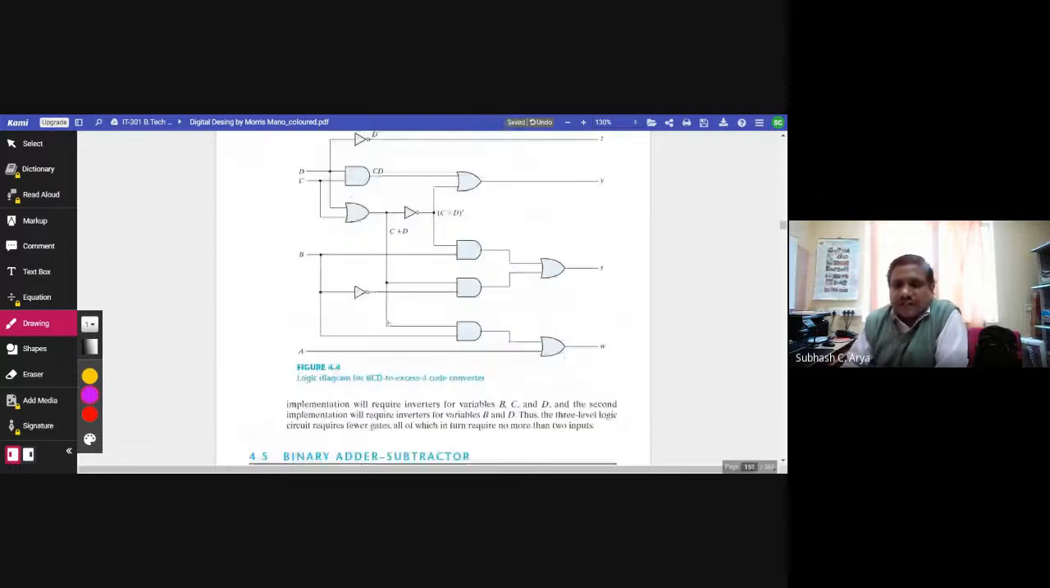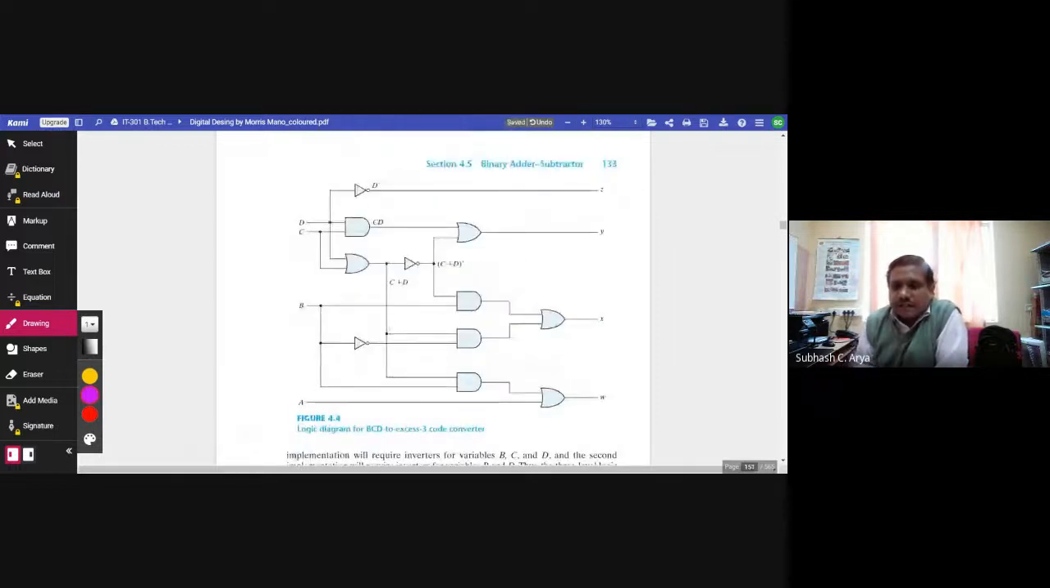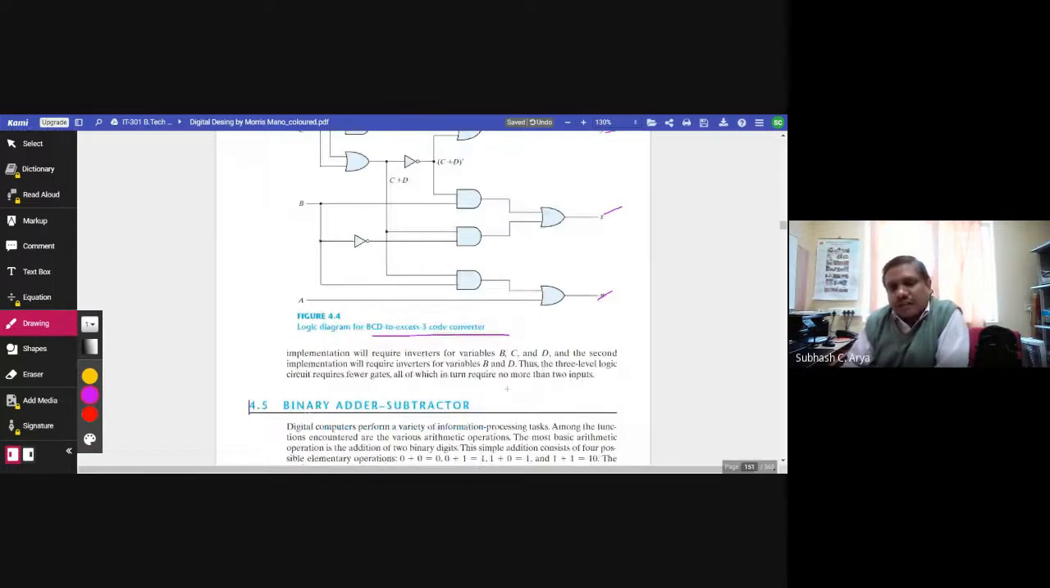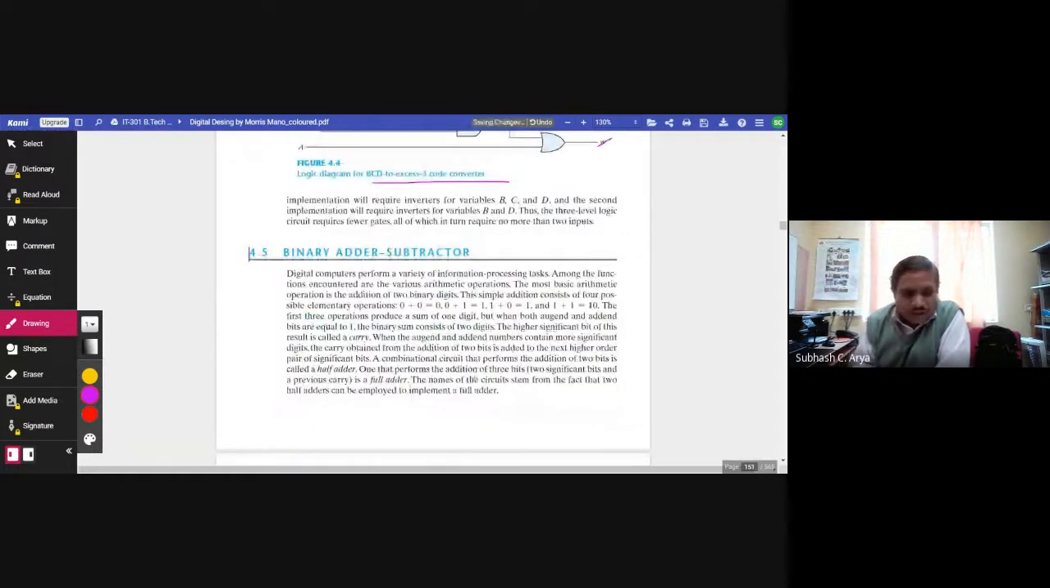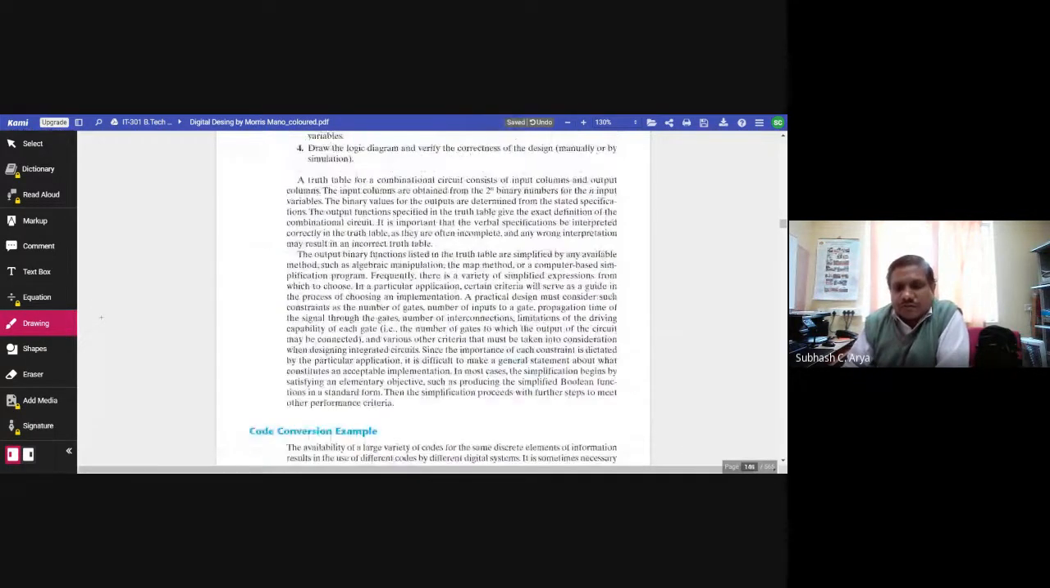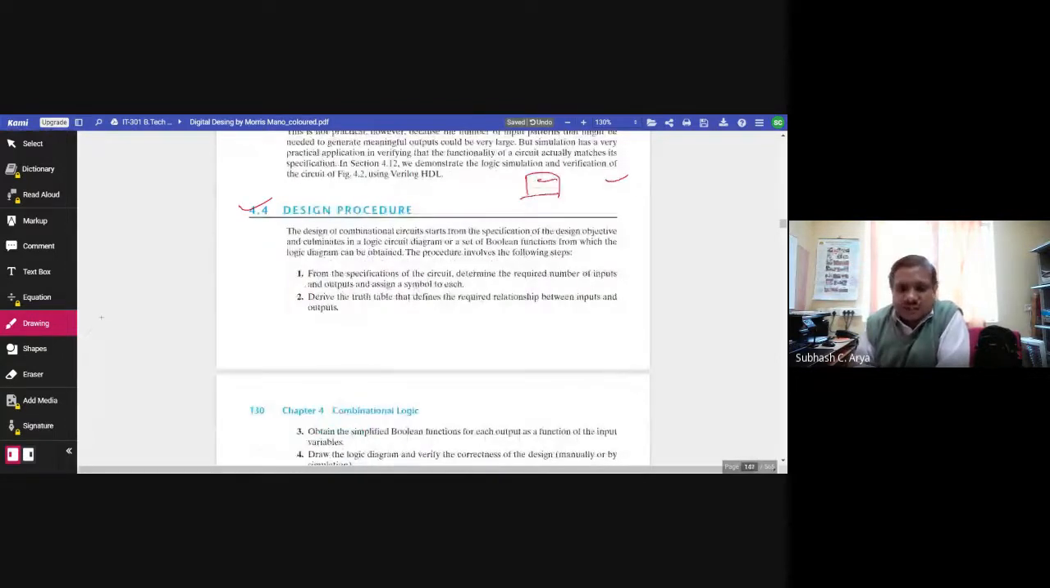Here you can see Z is nothing but D bar. So this is D and D bar is Z, then Y, X and W. With the help of different logic gates, we can realize the BCD to excess-3 code converter. So this is how we can do the design of a circuit. The steps are simple. We have to know the relationship between input and output. So in that, we can see this is the procedure.